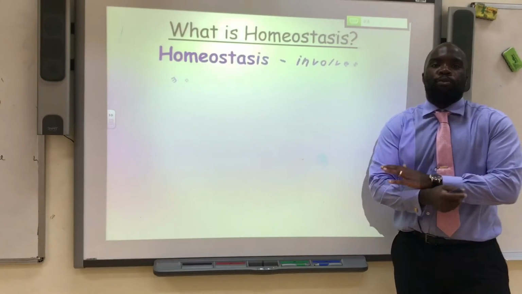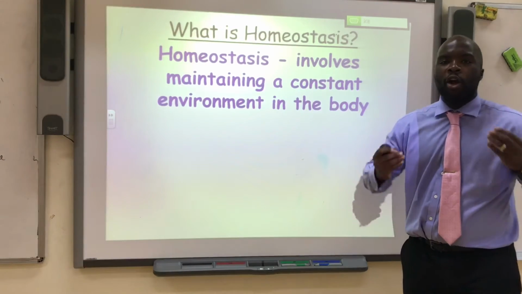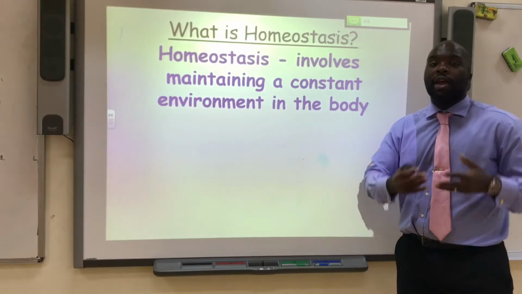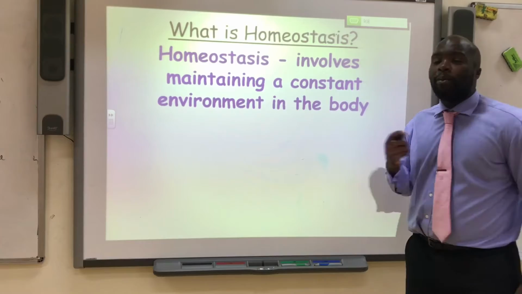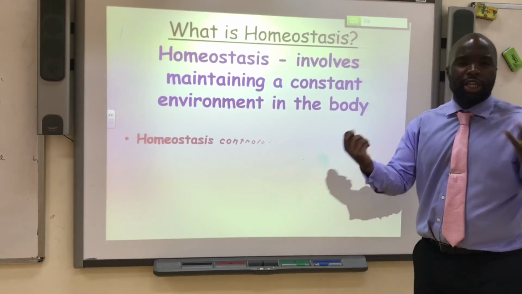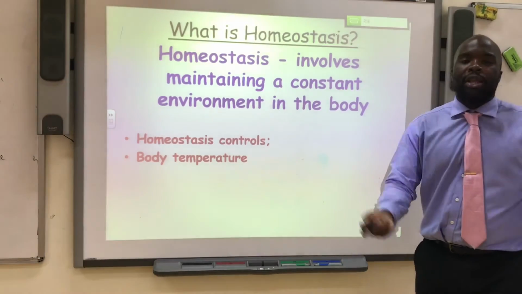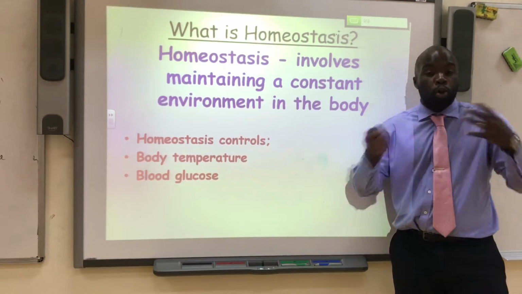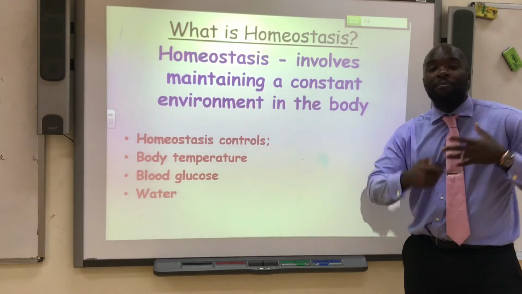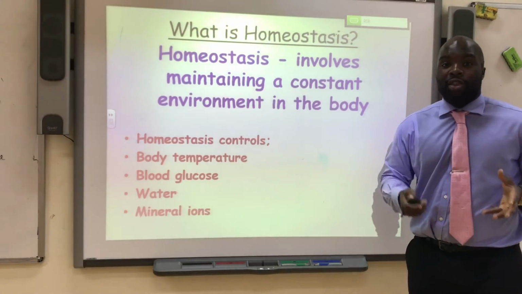Now, if we're looking at this process of homeostasis, homeostasis is your body's unique way of keeping its internal conditions stable, keeping the internal environment at a constant. However, what do we mean by that term internal conditions or internal environment? This homeostasis really controls your body temperature. It could be to do with your blood glucose levels. It could be to do with the water content inside your body, the amount of mineral ions inside your blood, and also waste products that are inside your blood.